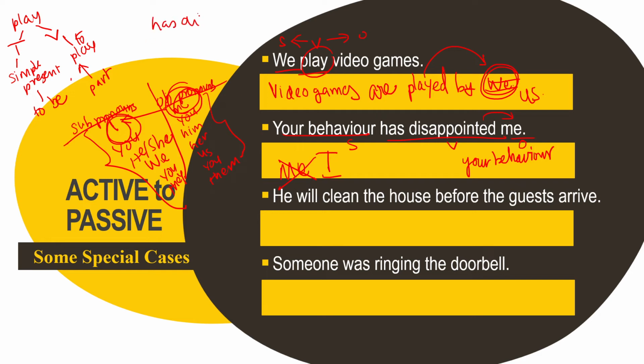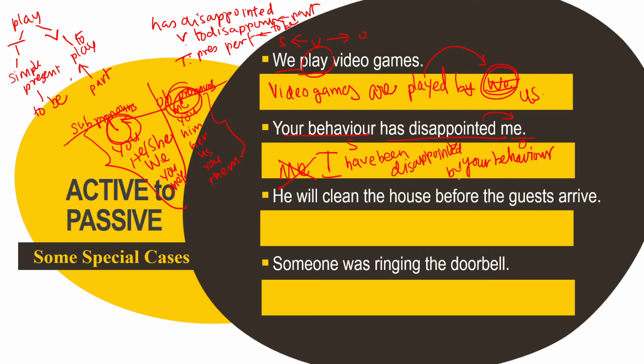Now work on the verb, that's normal. Has disappointed. What is the verb? To disappoint. What is the tense? Has disappointed tells you present perfect, right? So what does the rule tell you? Put to be in the present perfect: I have been, and then you put the participle of the verb. Participle of to disappoint, disappointed.